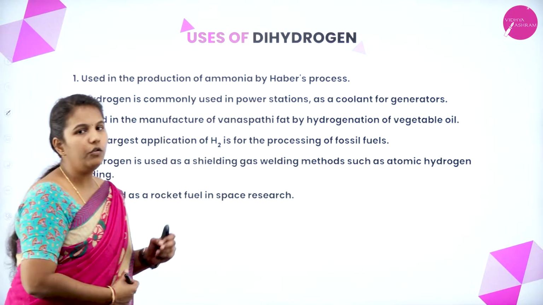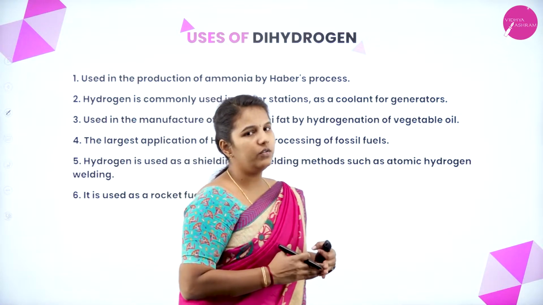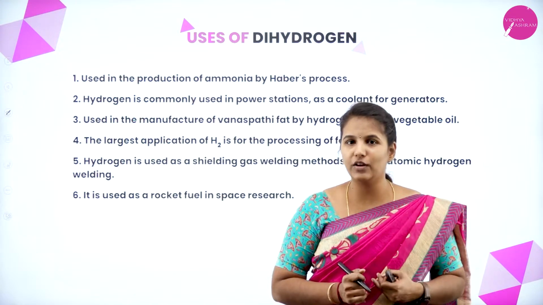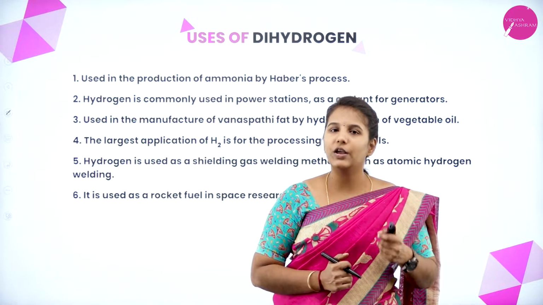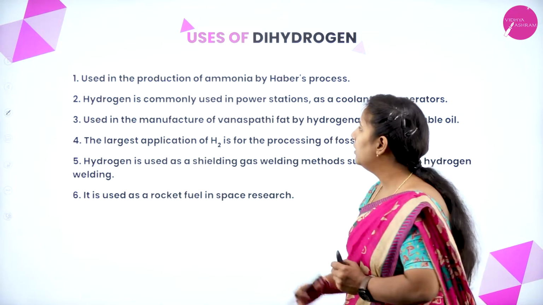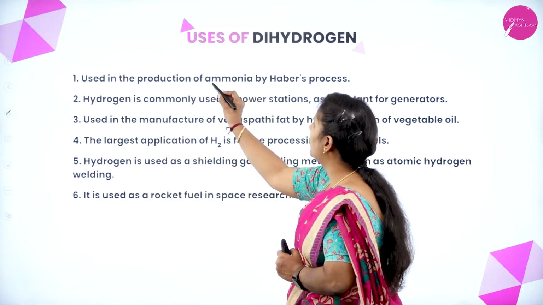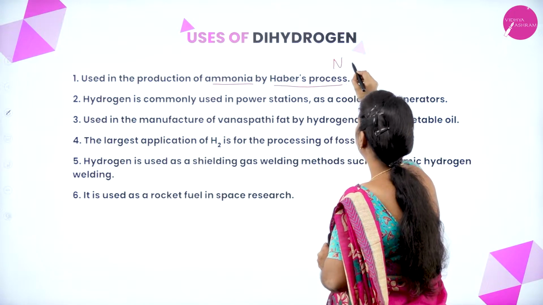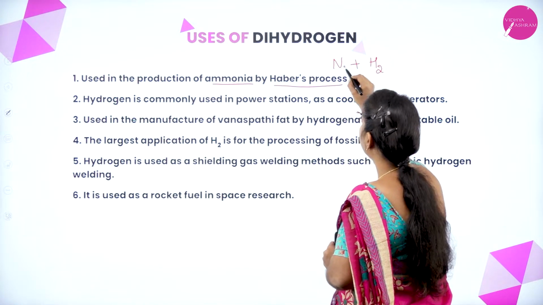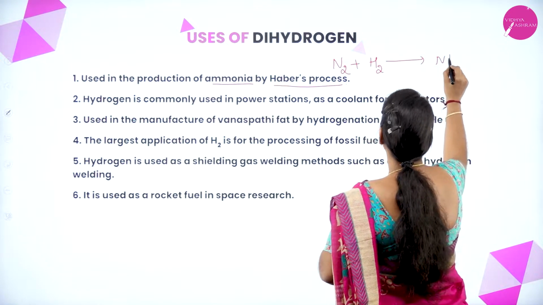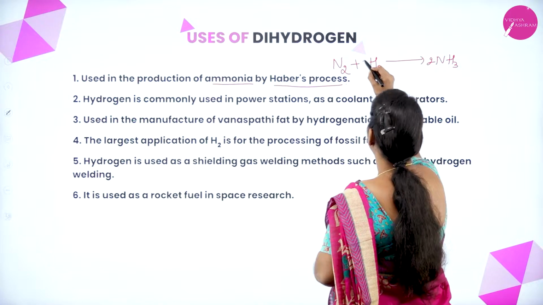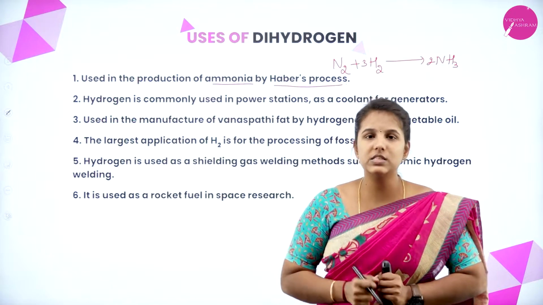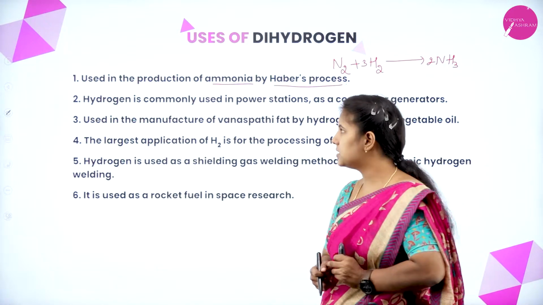Next is uses of dihydrogen. Till now we have learned about the physical properties and the chemical properties of dihydrogen. Now, let us see what are the uses of dihydrogen. It is used in production of ammonia by Haber's process. Already I have explained that when dihydrogen reacts with dinitrogen, it forms what? Ammonia. So, this process will be used in production of ammonia. Hence, this process is known as Haber's process.